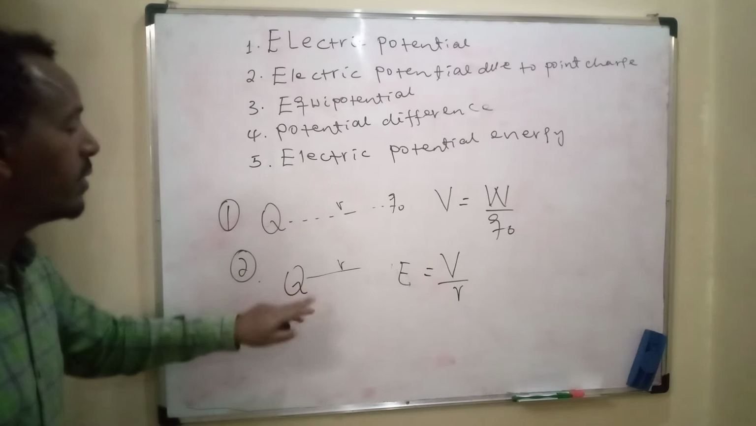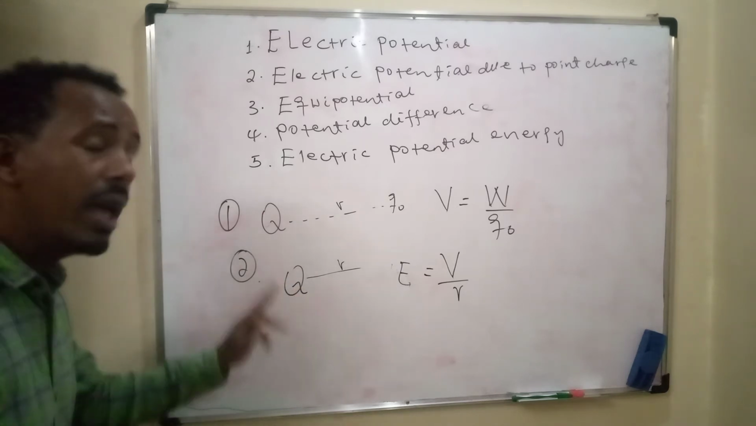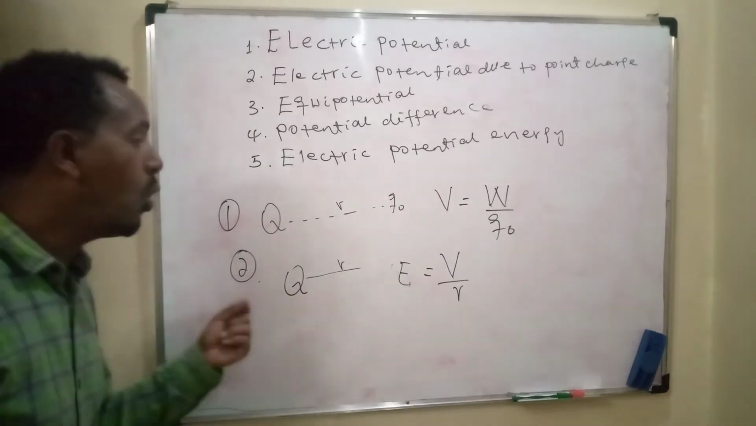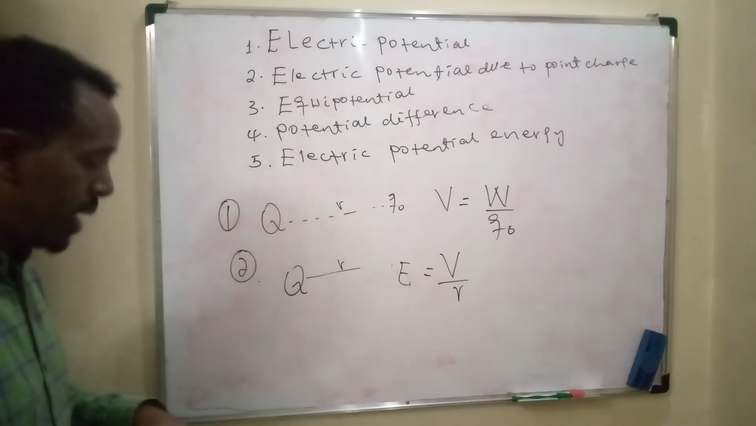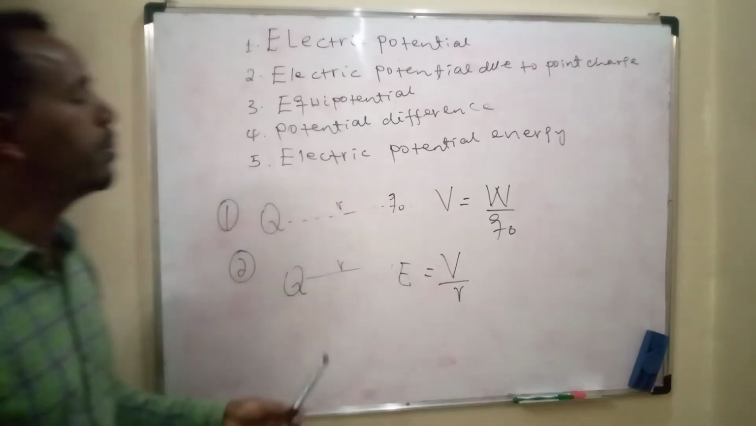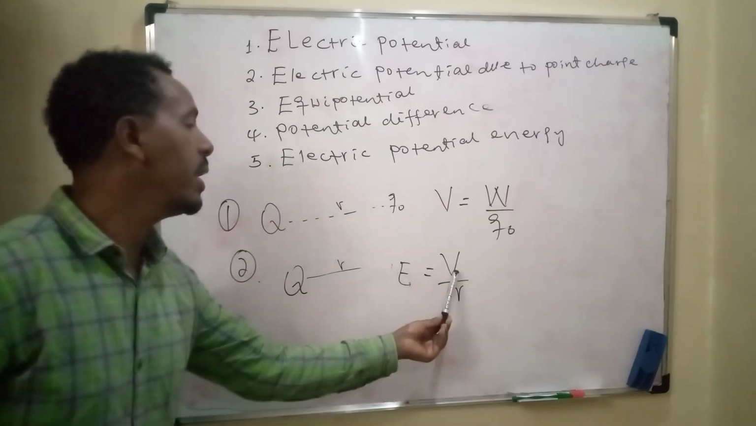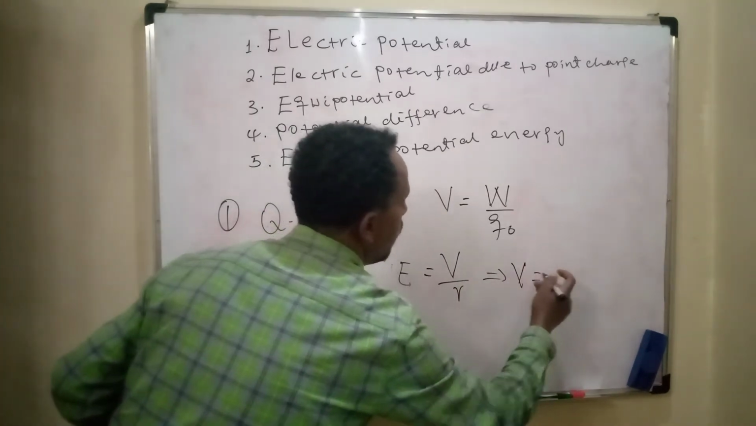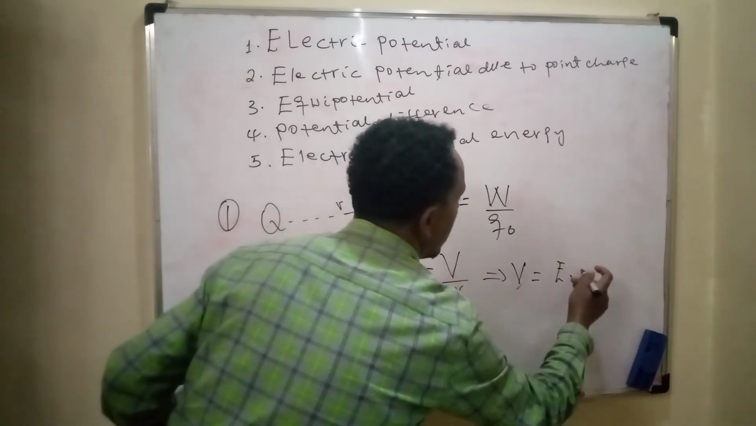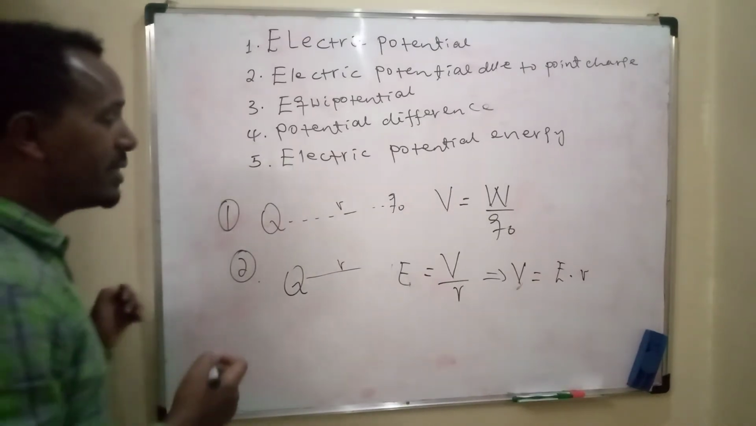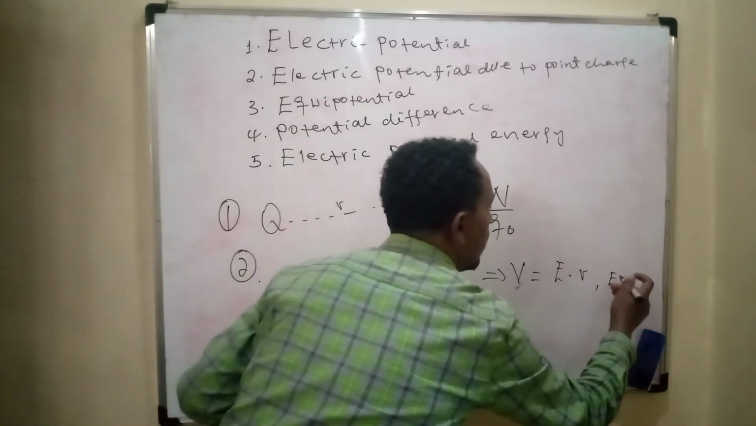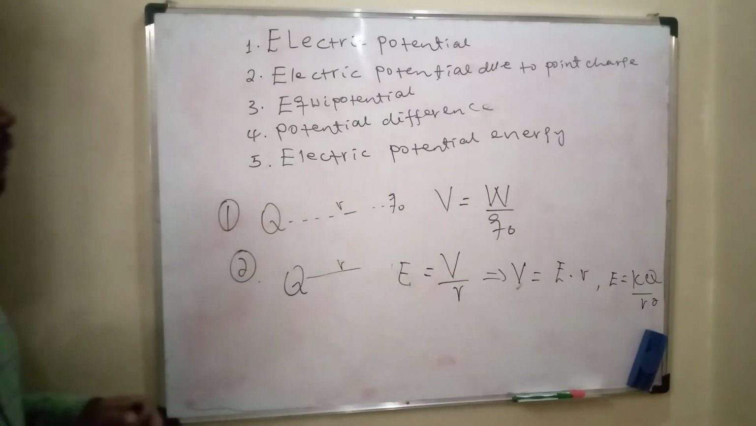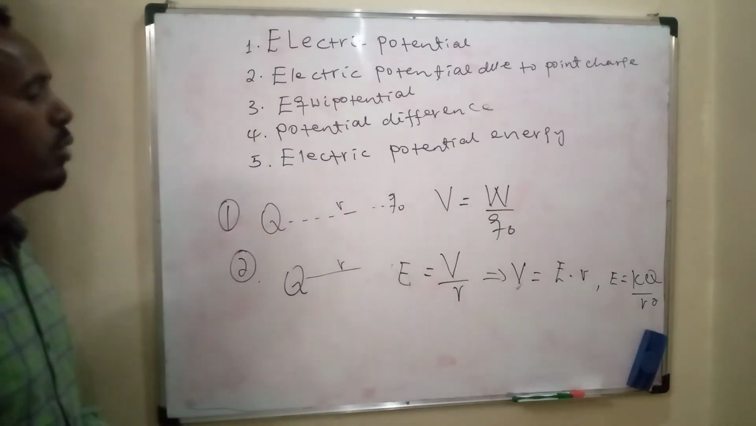Field strength due to this charge. This charge can produce an electric field. This field has its own strength. So the field strength produced by this charge is mathematically expressed as V over R, electric potential over R. Therefore, from this we have V is equal to electric field strength times R. But electric field strength is given as E is equal to K times Q over R square. KQ over R square is equal to the electric field strength due to a point charge.